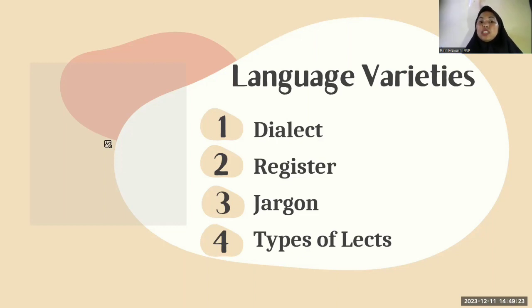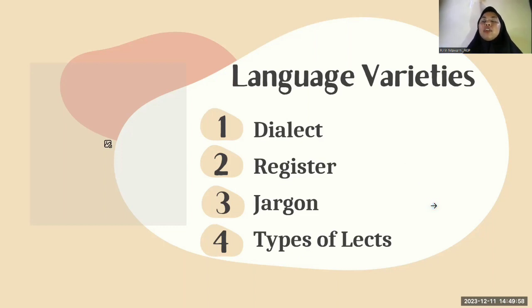So the next is register. Register refers to the variation of language that occurs in different social contexts or situations. It involves using specific vocabulary, tone, style, and grammar appropriate for a particular setting or audience. For example, the language and tone used in a formal business meeting would be different from those used in a casual conversation with friends.